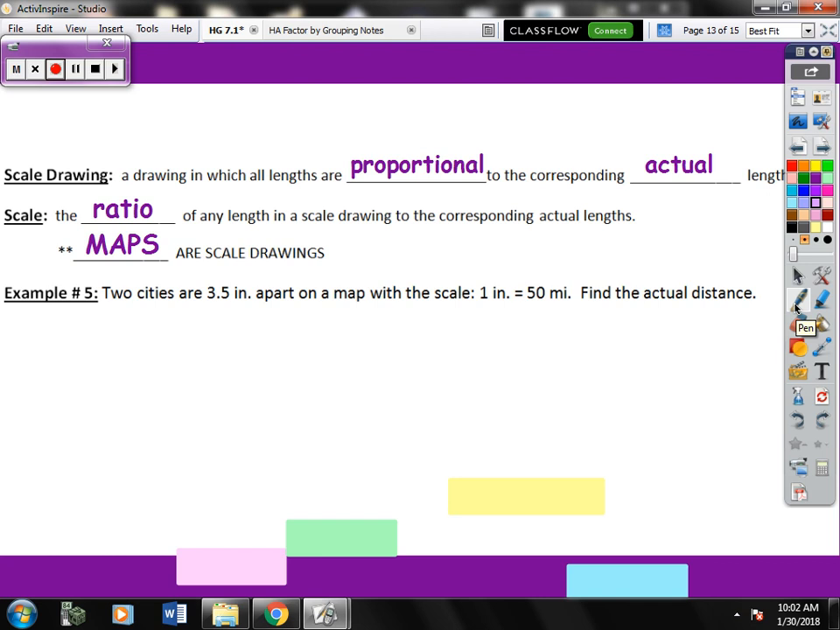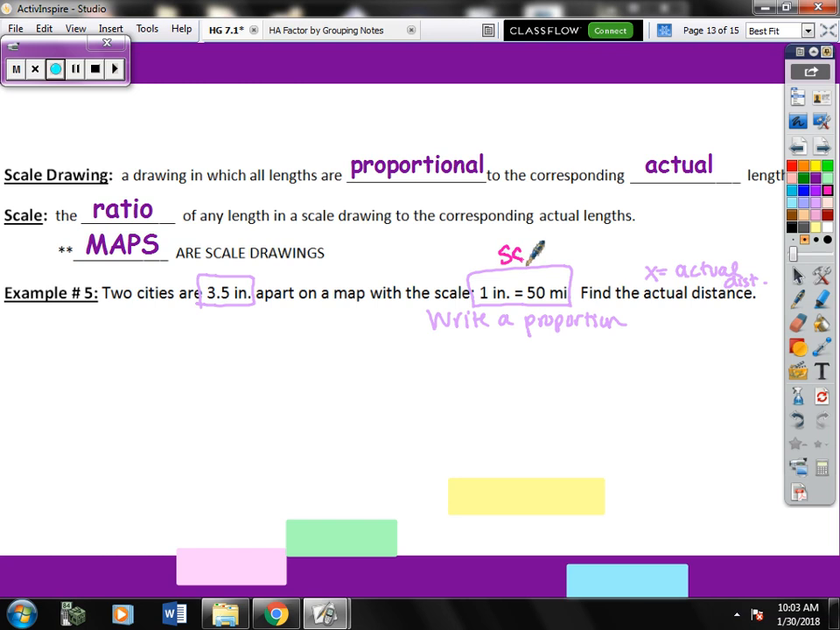Now, when you do the maps, you don't have to convert all the units. You don't have to convert miles to inches, okay? What you're going to do is they're going to give you some information. 2 cities are 3.5 inches apart. The scale is 1 inch represents 50 miles. Find the actual distance. So what you're going to do is you're going to write a proportion. The variable will be what you want to find, which is x equals the actual distance between the 2 cities in real life.